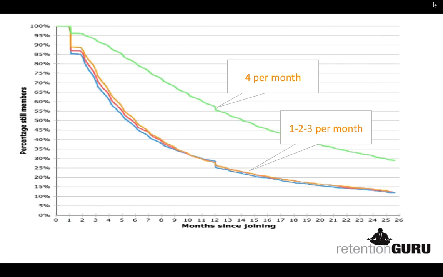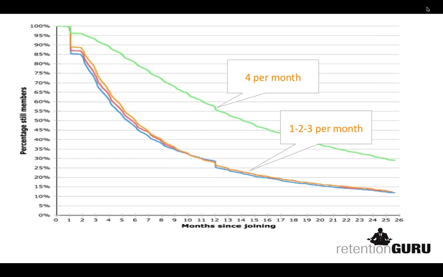This is one of my clients. I wanted to show you this. It's called a retention curve or a survival curve. What you have across the bottom is the months since joining. So it's 0 months right the way through to 26 months. Up the vertical axis is the percentage still members.